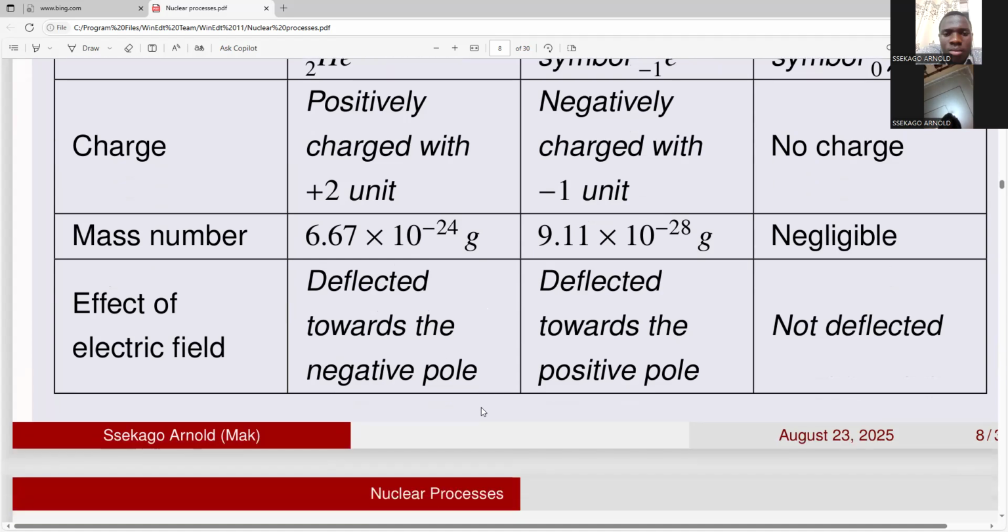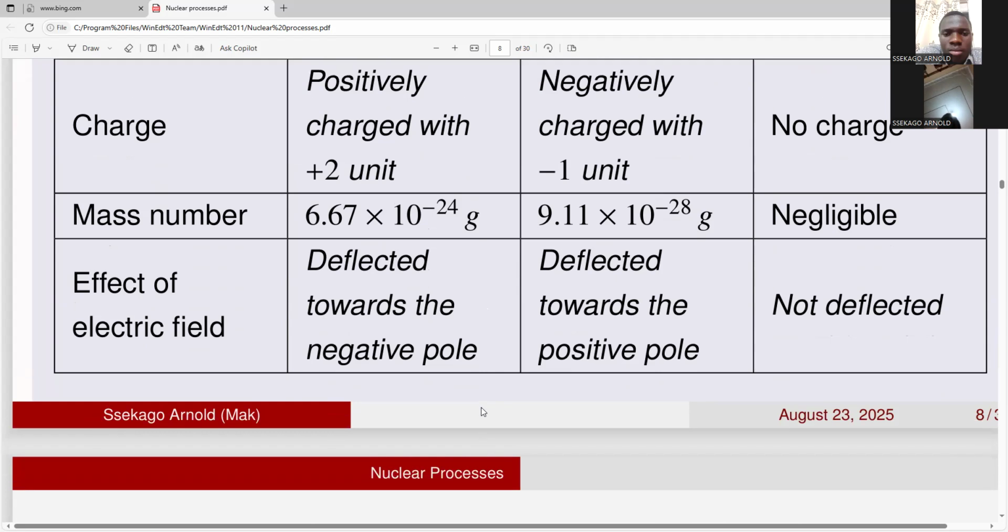Then we look at the effect of deflection in an electric field. An electric field has a positive plate and a negative plate, a positive pole and a negative pole. We have said that alpha particles are positively charged with a charge of +2. If you are positively charged, you are attracted by something that is negative. If you have a positive charge, you go where there is a negative.